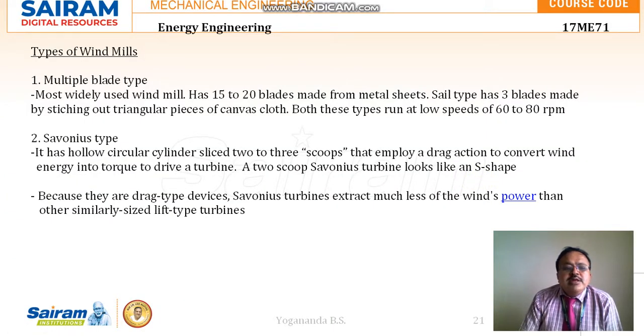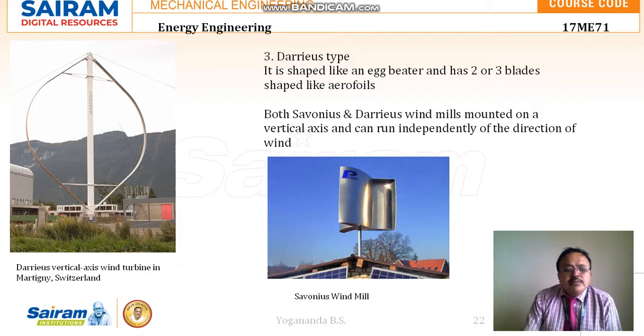Both these multiple blade and sail types will run at very low speeds of 60 to 80 rotations per minute. Then Savonius type windmills. It has a hollow circular cylinder which is sliced into two or three scoops. Savonius windmill, having two or three hollow circular scoops.